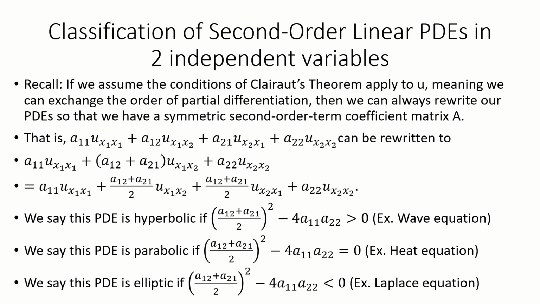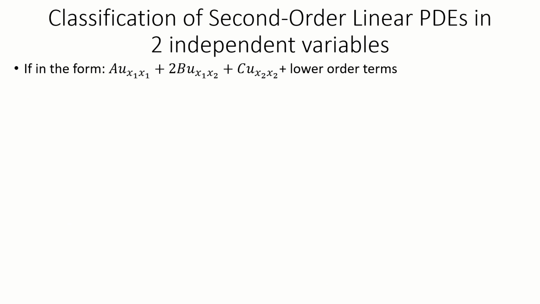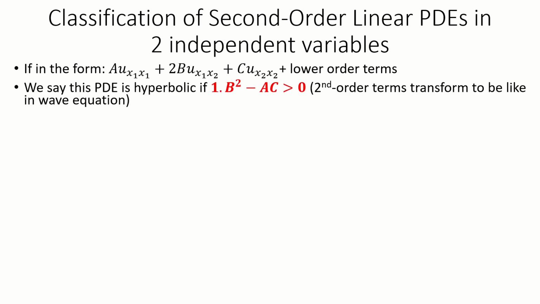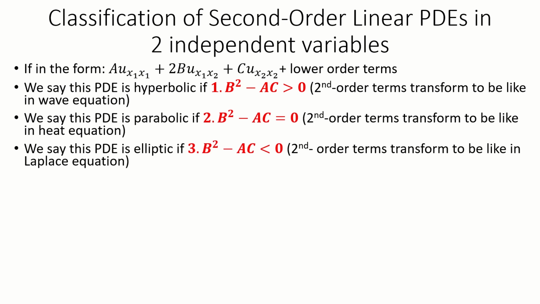Here's where variable transformations come in handy. If we have a second-order linear PDE with two independent variables, as shown here, we can define the discriminant of the PDE to be b squared minus ac. Depending on whether the discriminant is greater than 0, equal to 0, or less than 0, we can transform the PDE into a wave, heat, or Laplace equation, respectively.